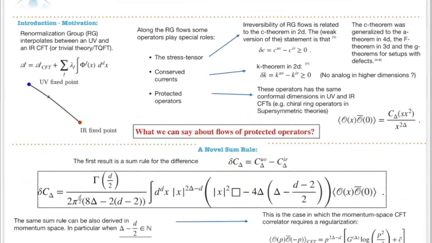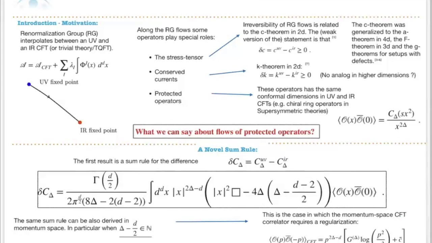In the past, people studied the stress tensor and conserved current, and from the study of the two-point function of stress tensor and conserved current, people could prove the C theorem in two dimensions, which is the statement that the difference between the UV and the infrared central charge has to be greater than zero, and the K theorem, which is the statement that the difference between the UV and the infrared two-point function coefficient of the conserved current in two dimensions has to be greater than zero.